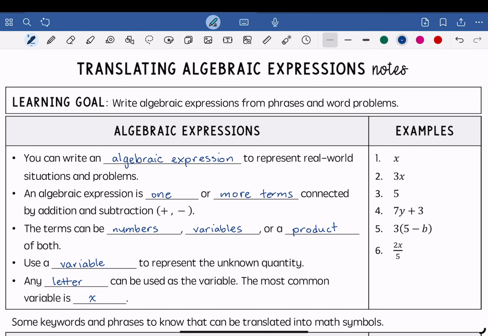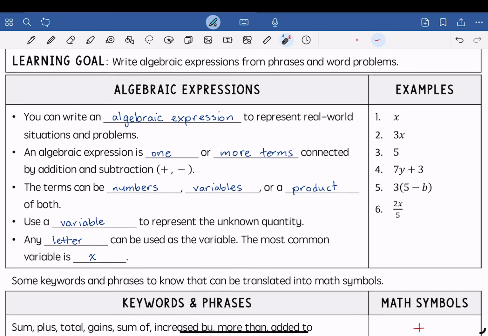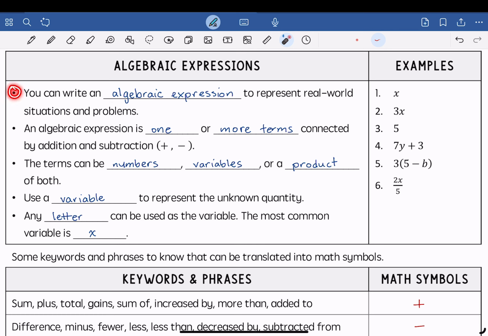Translating algebraic expressions. The learning goal is how to write algebraic expressions from phrases and word problems. First, we'll learn some components about algebraic expressions. So algebraic expressions, you can write them to represent real-world situations and problems.